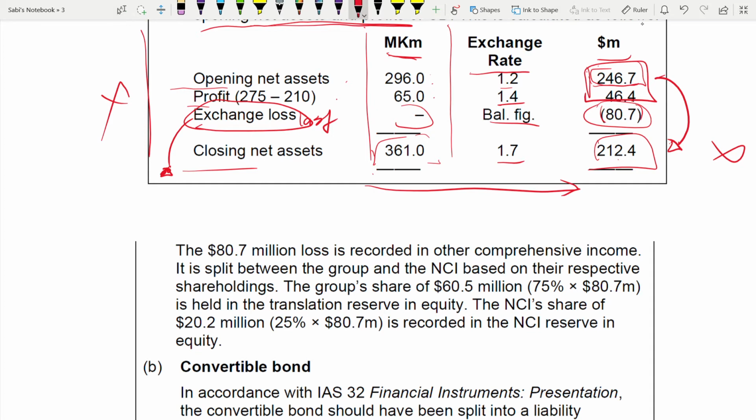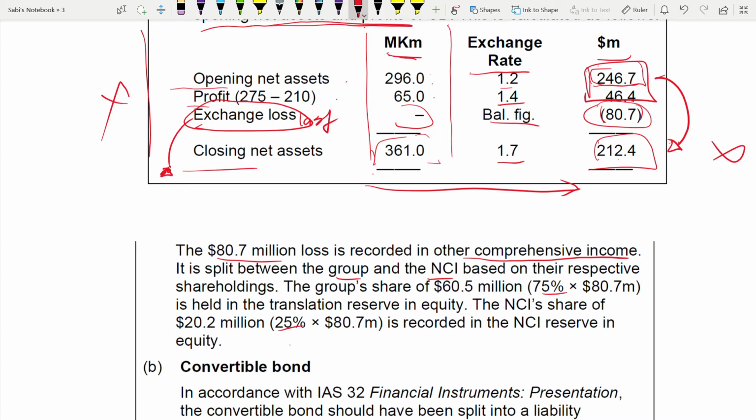So out of this 80.7 million, which is your exchange loss, again same place only, other comprehensive income, whether for goodwill, for opening net asset or profit, exchange loss, exchange gain, other comprehensive income. Same way how you have done for goodwill, split this also between the group and the NCI, 75% for group, 25% for NCI.